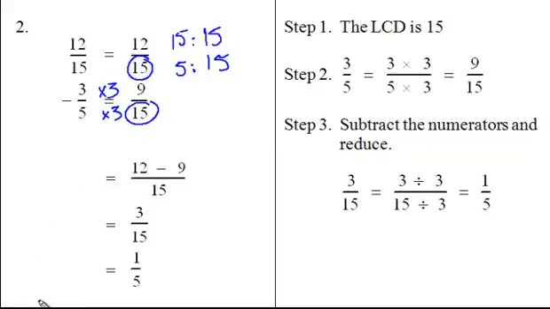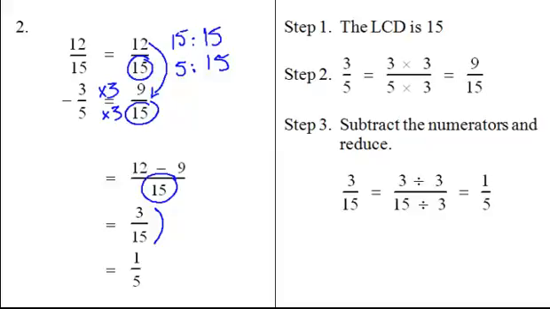They're like fractions, so all I have to do is subtract the numerators and keep that original denominator. Here's my original denominator, and now I'm going 12 minus 9. 12 minus 9 gives me 3. So I have 3 over 15. Take a look at that. Totally right answer. However, it's not in lowest terms, right?